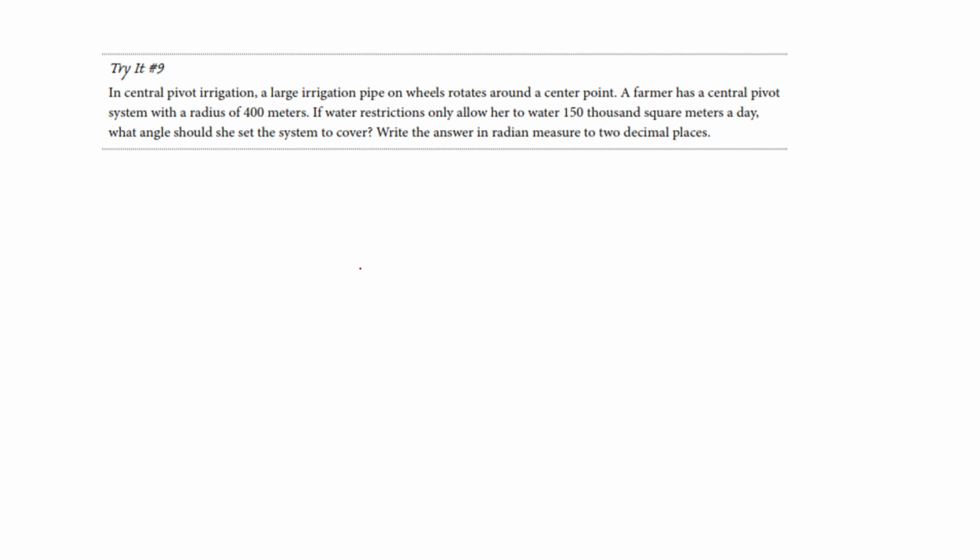All right, so here's what we've got here. They tell us our radius. Now, I don't even know what the question's about yet. I'm just going to start writing down what they've given me. I know I've got a radius of 400 meters. And water restrictions allow her to do 150 square meters a day. So what is that? That's an area. Because they're telling me square meters, I've got 150,000 meters squared. There's my area.